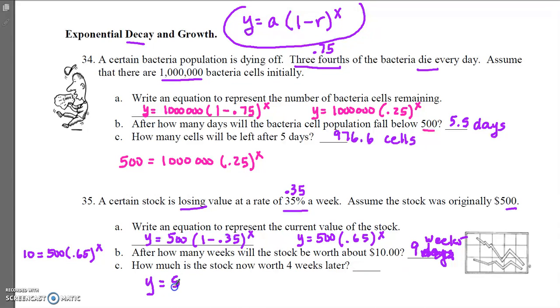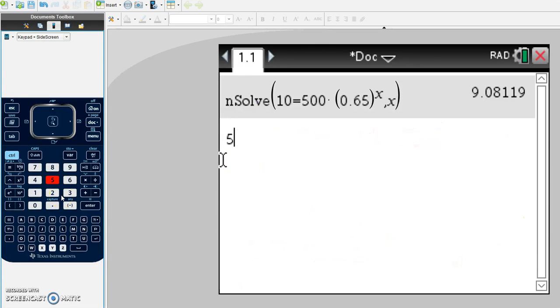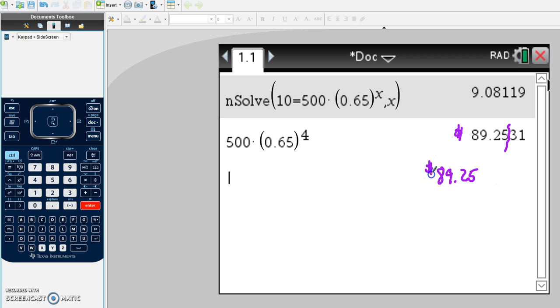We'll have the y equals the 500, 0.65 raised to the 4th power. And then all we have to do is solve that. So again, let's go back to the calculator. Okay, we're not solving for any variable this time because we've replaced our variable with a number. So we have the 500 times 0.65, and then we're raising it to 4, because that'll be for 4 weeks. And we hit enter. So remember, we're talking money, so we are going to have $89.25. So $89.25 would be your answer for that problem.